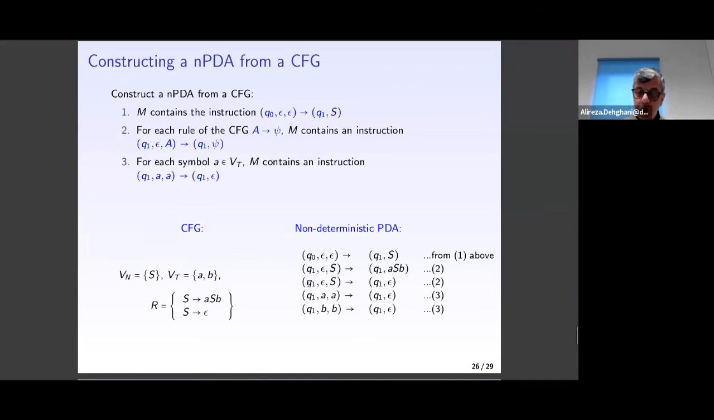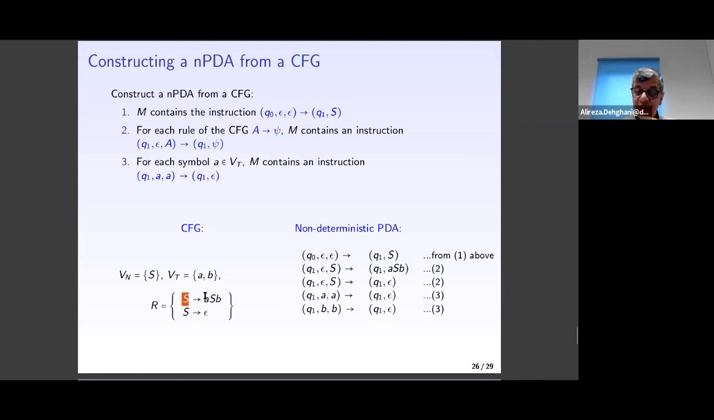If I'm in Q1, I receive nothing, and I have S on the stack, I will take that off. You can find it in here. If you are in state Q1, you receive A, and you have A in the stack, you will take this off. You can find it in here. And if you receive B and you have B in the stack, then you can take it off. That is how to finish the stack.